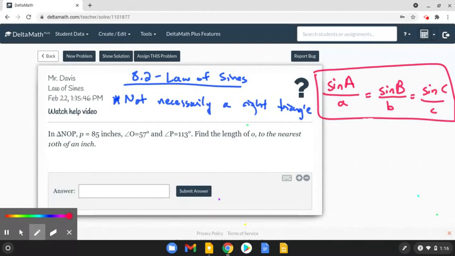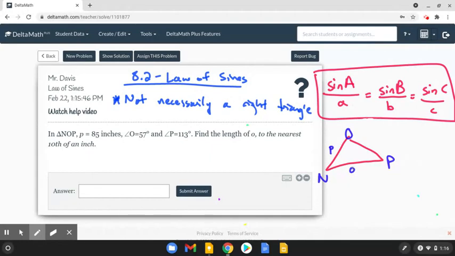So in this one, it says we have triangle NOP. So I'm just going to draw a triangle and go ahead and just label it NOP. And if you wanted to, you could even just go ahead and write in all the little things that you need. Big P, opposite of that is little p, opposite of big O is little o, opposite of big N is little n. Okay, and then the information that it gives us: little p is 85, big O is 57 degrees, big P is 113. And we're asked to find little o.